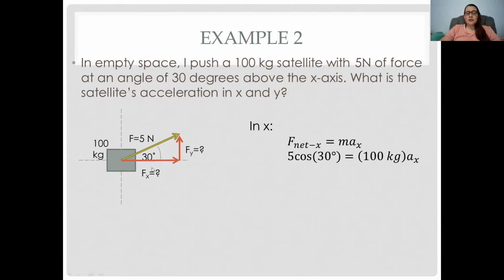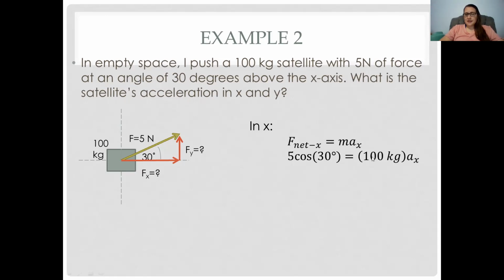So if we want the adjacent side and we have the hypotenuse, then we need to think about which trig function combines adjacent and hypotenuse. And that's CA. So CAHTOA. So we're going to use the cosine. So the hypotenuse, 5, times the cosine of our angle gives us that x component of the force.